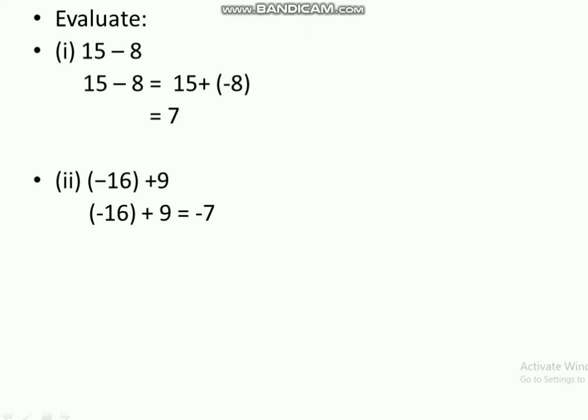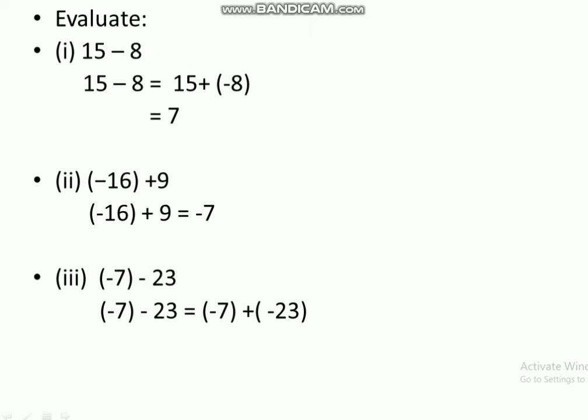Now the third question is negative 7 minus 23. Here I am going to rewrite the subtraction sign as positive. That is, we can rewrite negative 7 minus 23 as negative 7 plus negative 23. Now we have to add two numbers having the same sign. Whenever we add two numbers having the same sign, just add them and put the same sign in the answer. So our answer is negative 30.